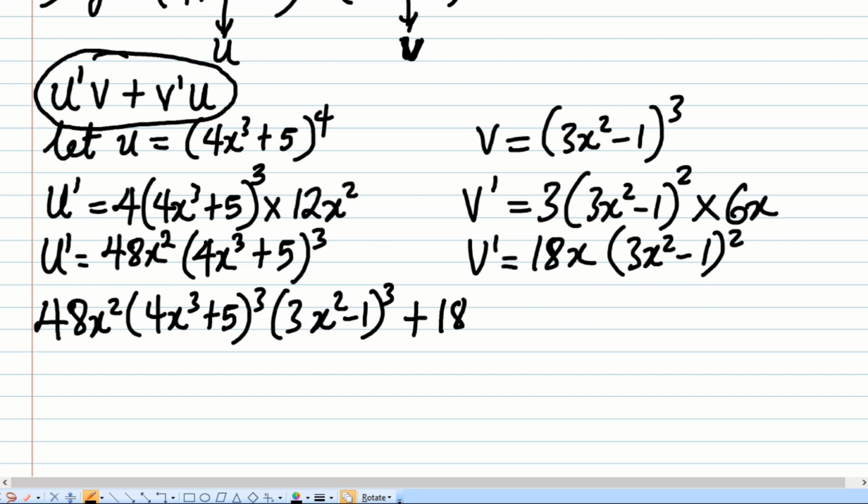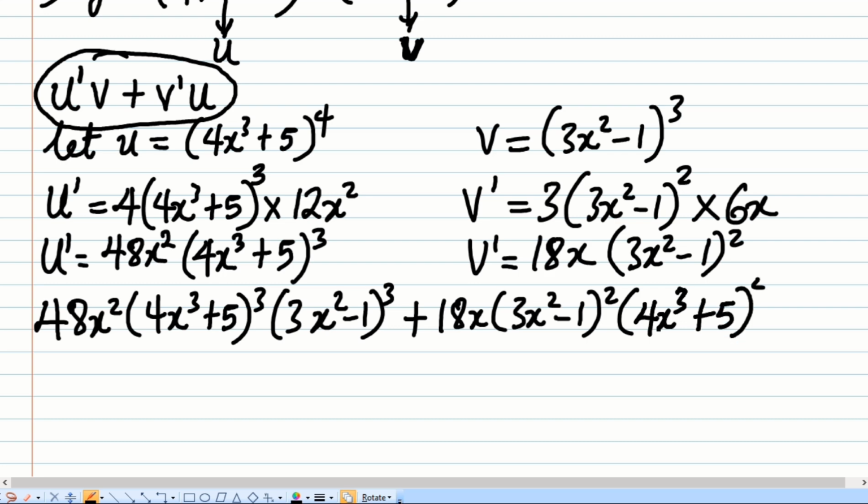Our v prime is 18s into (3s squared minus 1) all squared, and we're going to multiply that by our u, which is (4s cubed plus 5) raised to power 4. Now this is actually the answer, but you can simplify further. At your level you're expected to simplify further. Notice we have 3s squared minus 1 on both sides, so it's a common term. What's the lowest power there? Raised to power 2. So this is the one we're going to pick, the one with the lowest power.